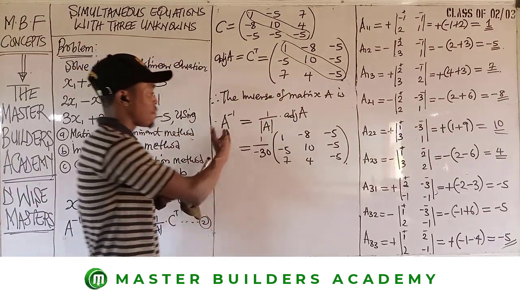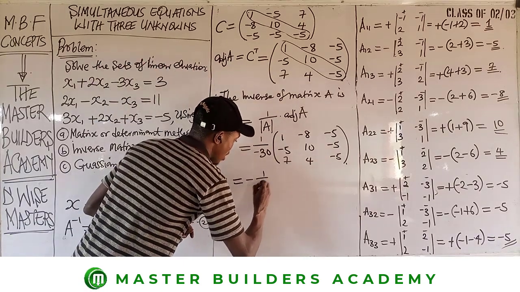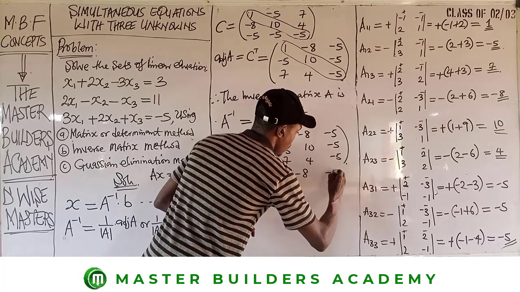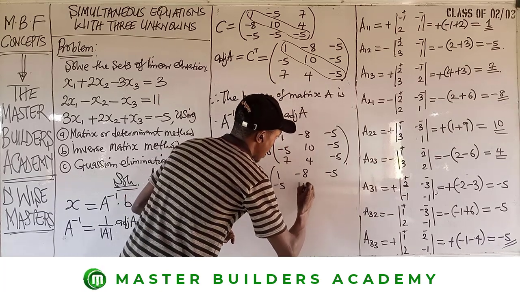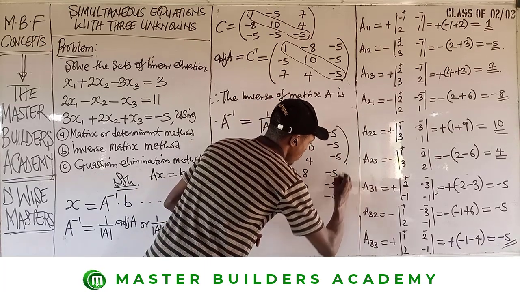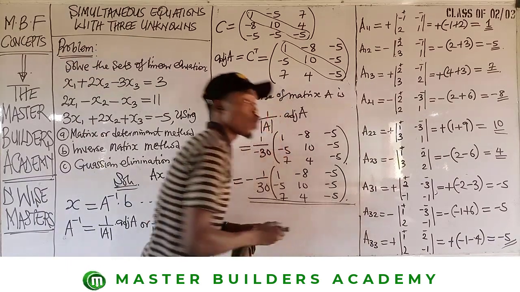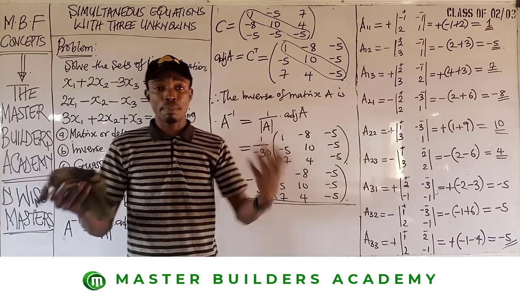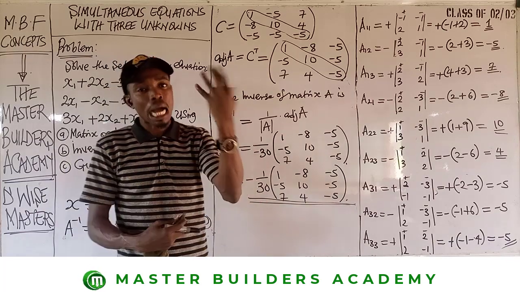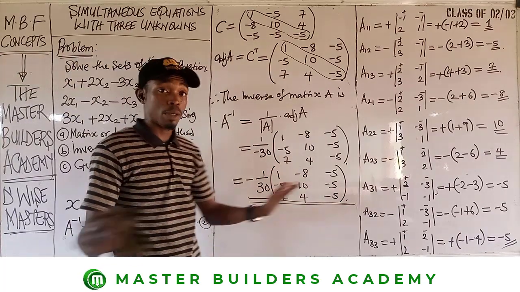So if that is understood, we have been able to get the inverse. Then if we move further, we can automatically say that this is minus 1 over 30 into 1, minus 8, minus 5, minus 5, 10, minus 5, and then 7, 4, minus 5. It's as simple as this. So this is the inverse of this matrix. Take for instance, you are dealing with matrix as a topic, and then you are asked to find the inverse of the matrix. Remember, this is not matrix in itself, but we are only applying matrix to solve a set of linear equations with 3 unknowns. Are you there? Pairs of simultaneous equations with 3 unknowns.